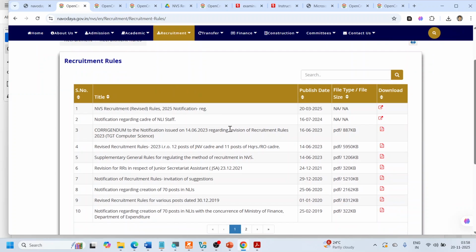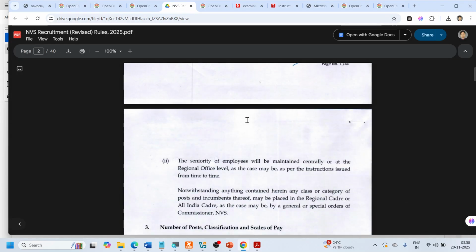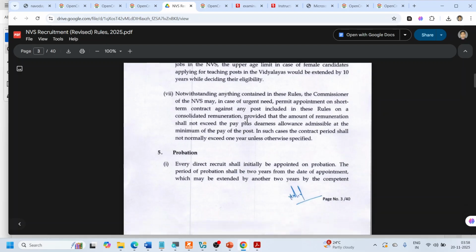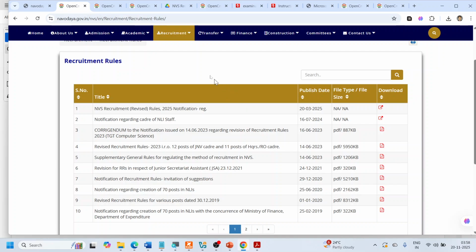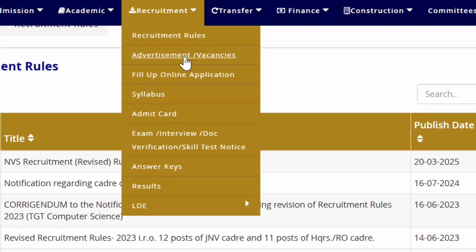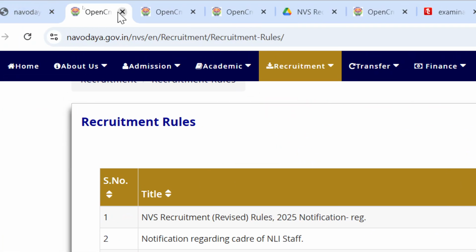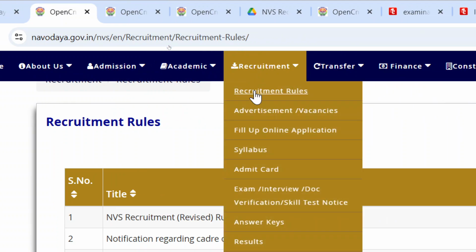So you are going to see the NVS recruitment and notification. You can just click on it and download it. If you download it, you are going to get this one. You can just glance through it, because that's not the actual one that you need. What you can do is press back, come back here, and then click on the advertisement for vacancies.